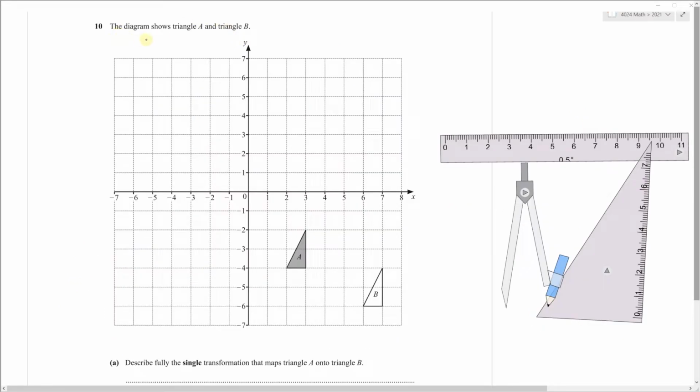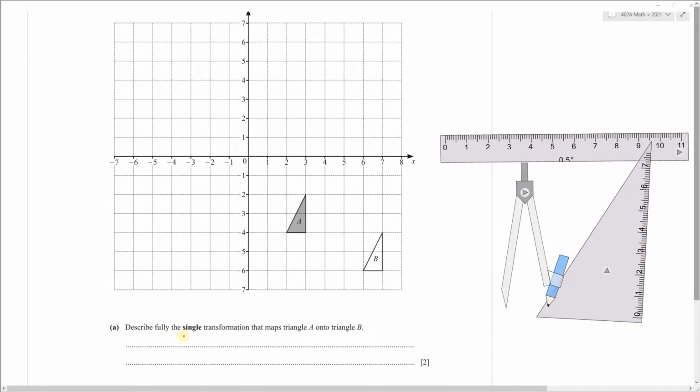Question number 10, the diagram shows triangle A and triangle B. The first part is describe fully the single transformation that maps triangle A onto triangle B. So you're going from triangle A to triangle B. The size is not changing. The orientation is the same. There is no rotation as well. So this is a translation with vector. So let's find out the vector.